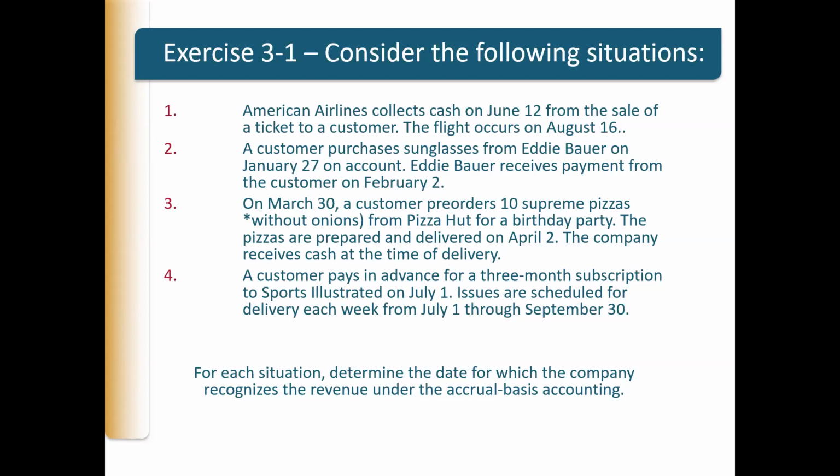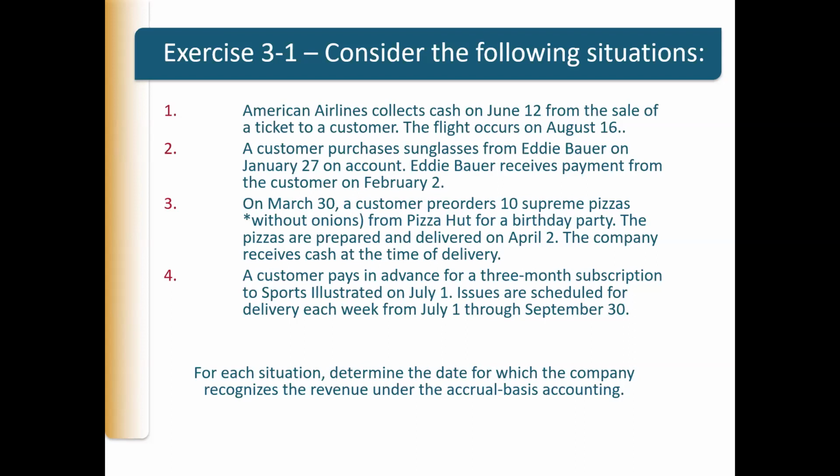I think it was June. Yes. Can you hear me? I can hear you. On March 30, a customer pre-orders 10 supreme pizzas without onion from Pizza Hut for a birthday party. The pizzas are prepared and delivered on April 2. The company received cash at the time of delivery. I think April 2 is the time to be recorded. April 2nd. Correct, because that's when the service was provided or the product was provided.